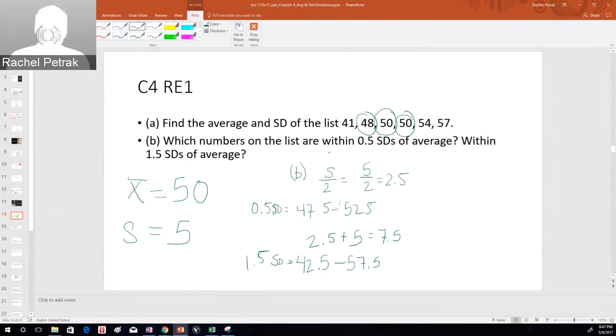And the 1.5 standard deviations includes all the scores that were within half of a standard deviation plus a couple of additional scores. So now we can add to that list of scores within 42.5. Well, 41 is still outside of the range. 48, 50, 50, and then 54, and also 57 because our upper limit is 57.5. Okay.